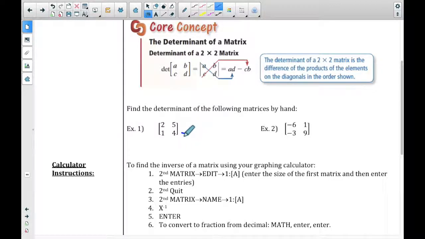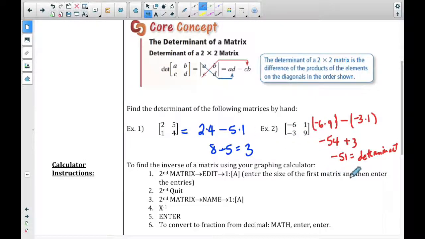So let me remind you that the determinant is 2 times 4 minus 5 times 1. So that's 8 minus 5, and that is an answer of 3. Will you take a second and try number 2 and see how you do with that?